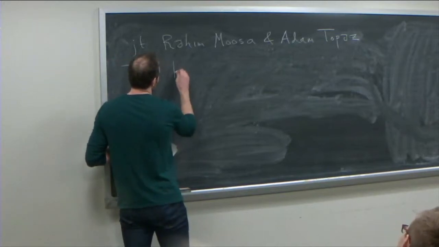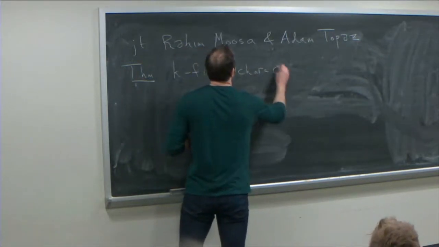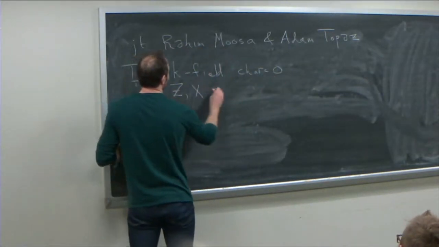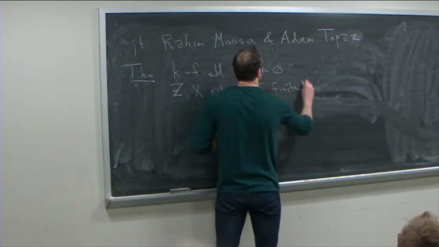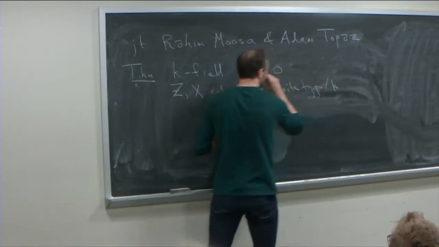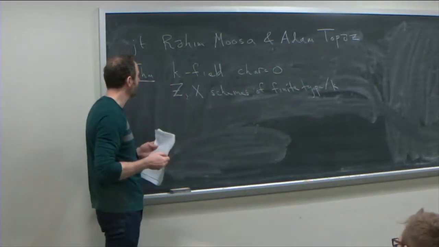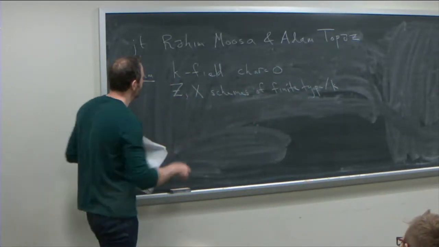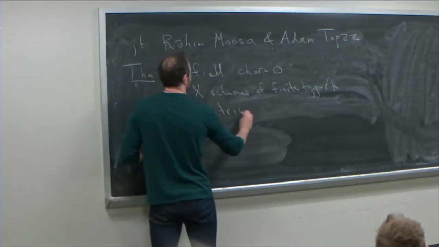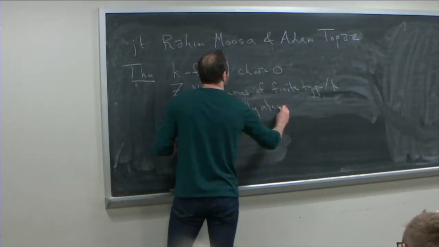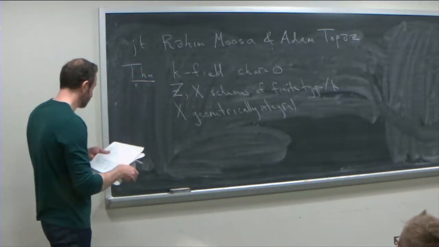So the setup is we have K, a field of characteristic 0, and we're going to have Z and X schemes of finite type over K. For the purpose of this talk, we could assume X is a variety, but I'm going to assume it's in fact irreducible. So I'm going to make X geometrically integral. And really I'm just thinking of it as an irreducible variety.